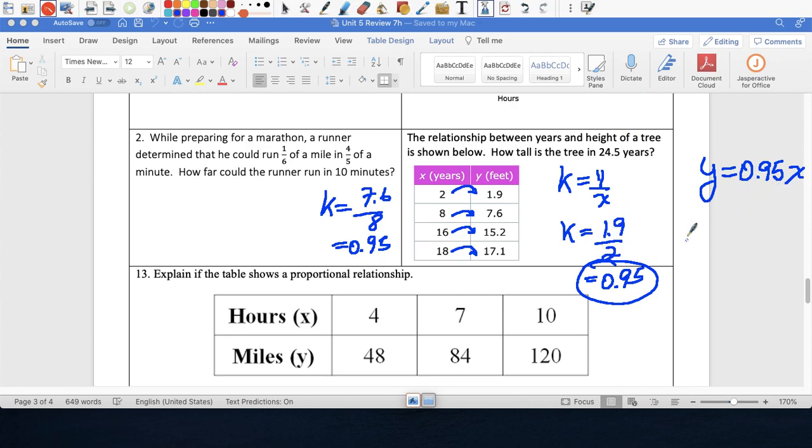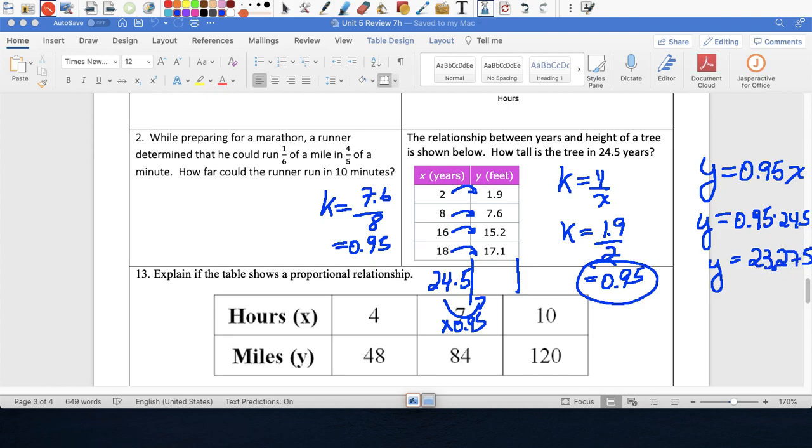But here's our equation. Now, the question here is how tall is a tree after 24.5 years? So after 24.5 years, let me extend the table, how tall is that tree? Well, every single x value is being multiplied by 0.95. So y, which is the height of the tree, is 0.95 times x, and in this case x is 24.5. And that should give us the height of the tree. So 0.95 times 24.5 is 23.275. It doesn't say anything about rounding, so I'm just going to leave it like this. It's only three decimal places, and we're going to write feet.